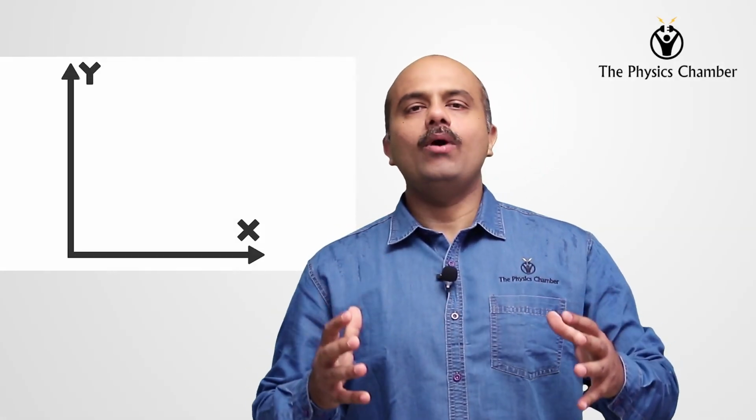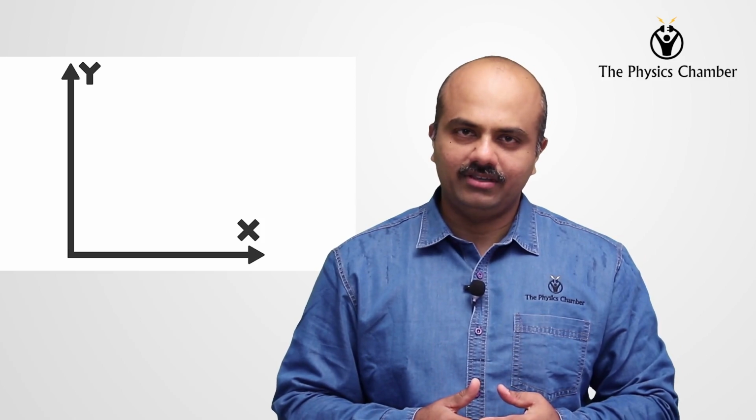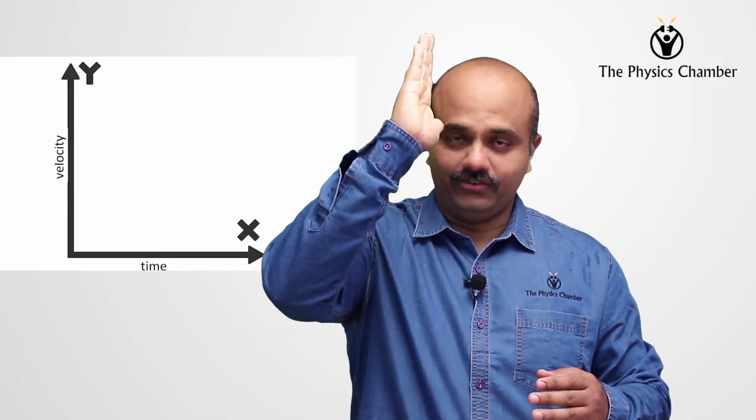A graph, as you know, is something that is created out of x and y axis. You've got the x axis, which is the horizontal axis, and the y axis, which is the vertical axis. As a standard practice, when there is a velocity time graph that is drawn, time is always captured along the x axis and velocity along the y axis.